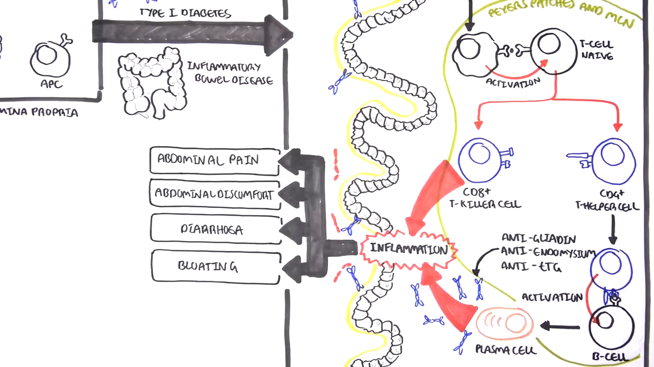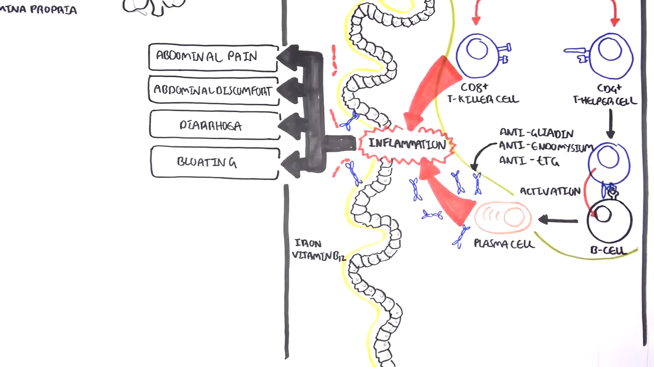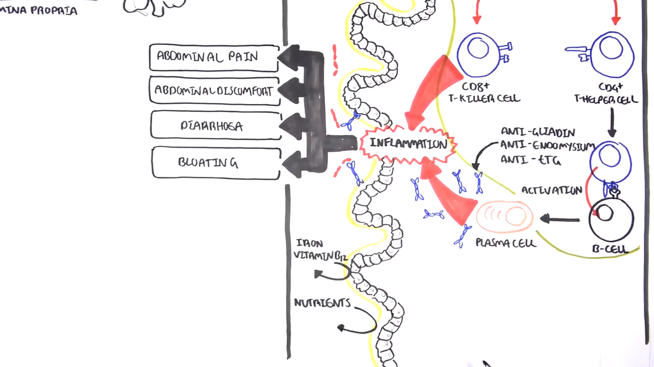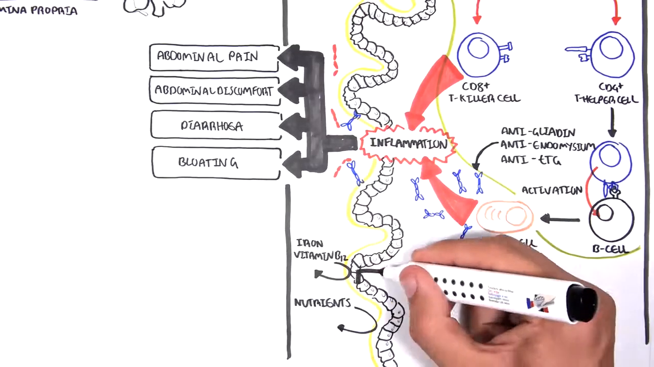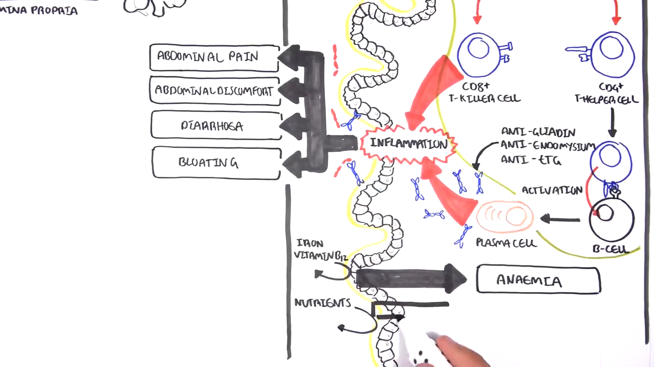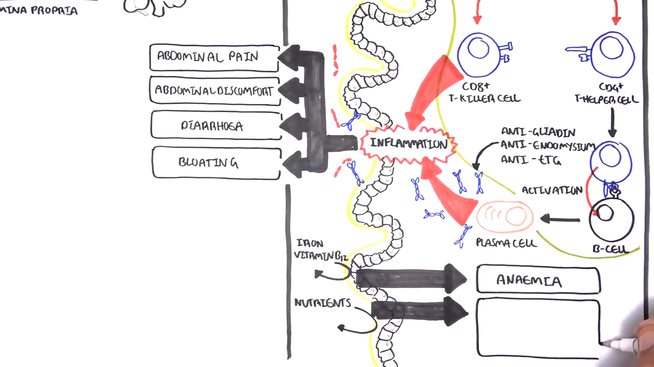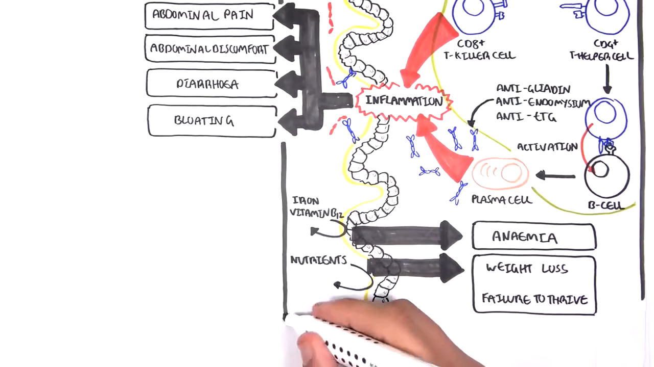Not only that, but inflammation damages the lining of the small intestine, making the crypts look all funny and also damaging the microvilli, the small finger-like projections in the area. So what does this mean? Well, it means that things can't be absorbed properly. So when there's damage to the mucosa, things such as iron and vitamin B12 cannot be absorbed properly. Nutrients such as protein and carbohydrates cannot be absorbed properly. Iron and vitamin B12 that can't be absorbed lead to anemia. Other nutrients not being absorbed efficiently lead to weight loss, as well as failure to thrive in children.